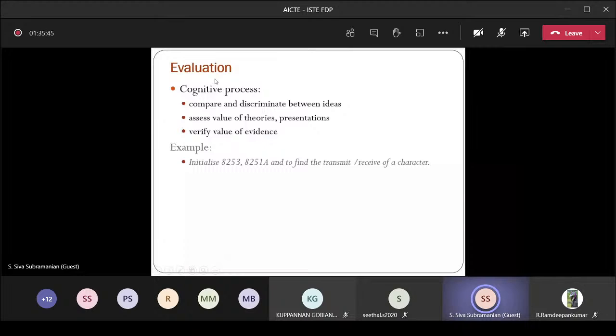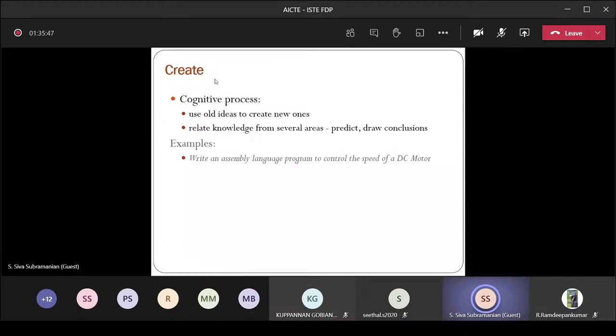And on the creating part of it, you have a motor, and if you want to control the speed of it, you will limit yourself with creation as the cognitive skill. So these are how you are supposed to take care of such verbs in Bloom's taxonomy, phrase questions as well as design your course outcome, right? So it's all in the hands of the individual faculty who is going to take the course, right?